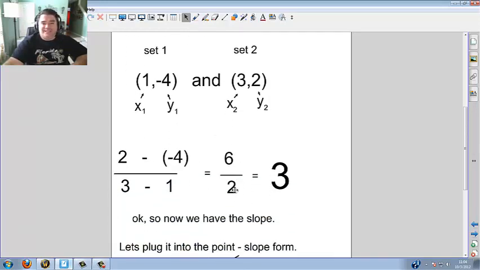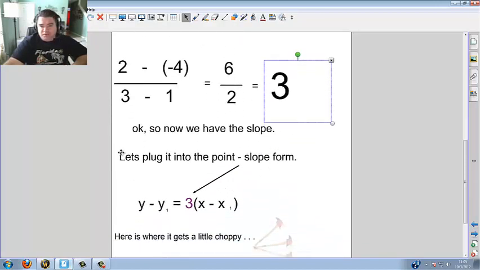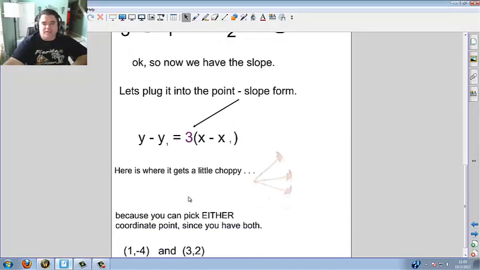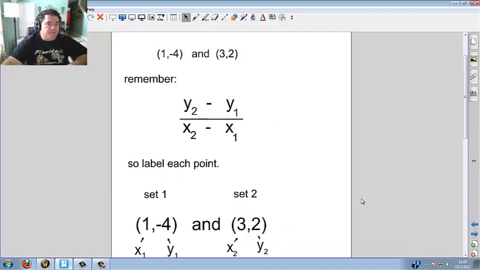2 minus -4 is 6. 3 minus 1 is 2, equals 3. Okay, so now I have the slope of 3. I can stick it into point slope form. Here's where it gets a little choppy. Because you can pick either point, either set. Doesn't matter. I'm going to plug it into here. So I'm going to get 2 separate answers, but they equal the same thing.